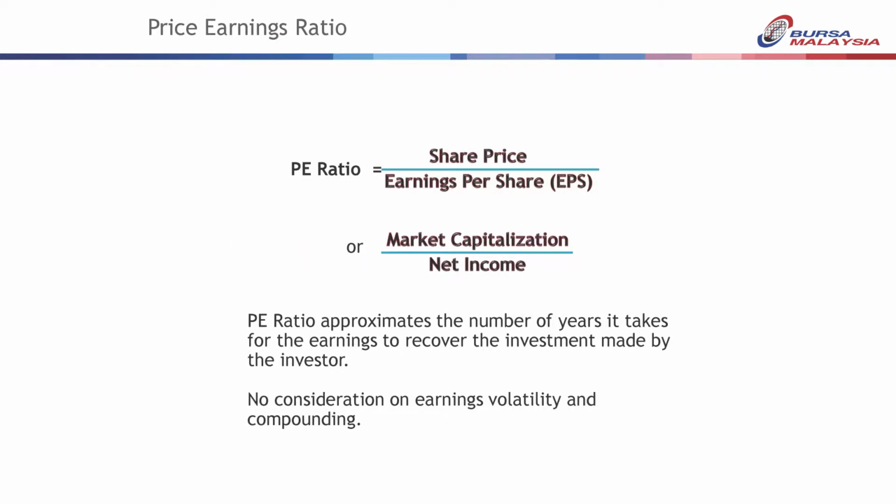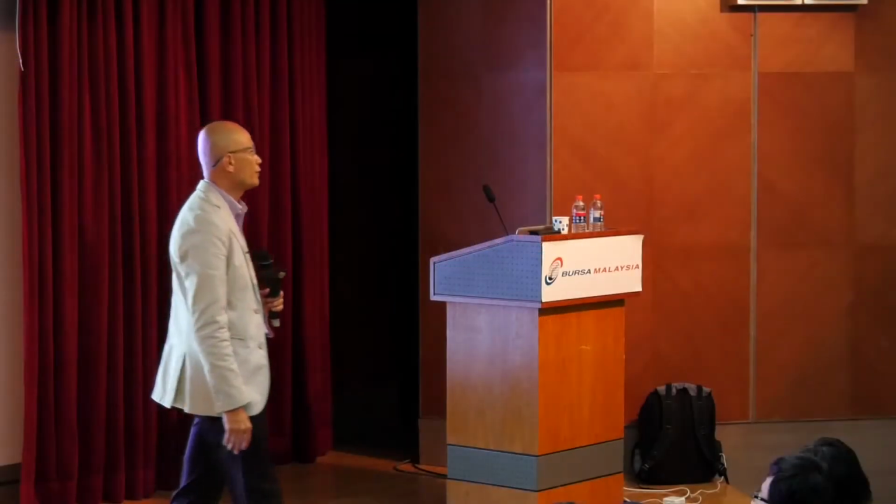So share price over earning per share, or sometimes you simply just use market cap divide by net income. So basically what we interpret about this ratio is that it approximates the number of years it takes for the earning to recover the investment that you make on that stocks. And really no consideration is taken on earning volatility, or we don't even talk about compounding of return for that matter. It is simply a very quick and easy manner where we make a judgment.